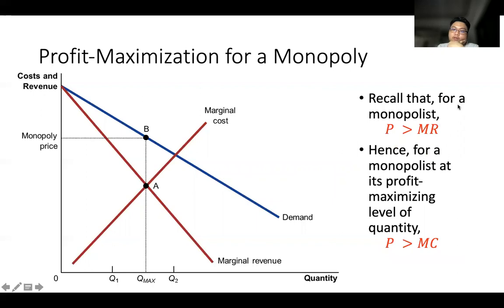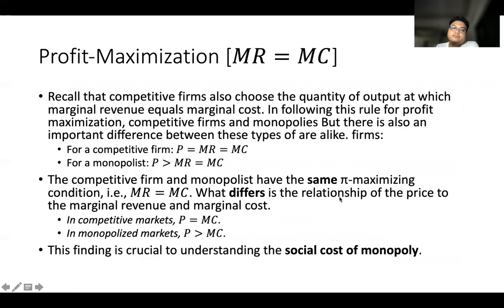So again, recall that for a monopolist, price is greater than marginal revenue. Hence, for a monopolist at its profit maximizing level of quantity, price is also greater than MC. Recall that competitive firms also choose the quantity of output at which marginal revenue equals marginal cost. So it's just the same with a monopolist.